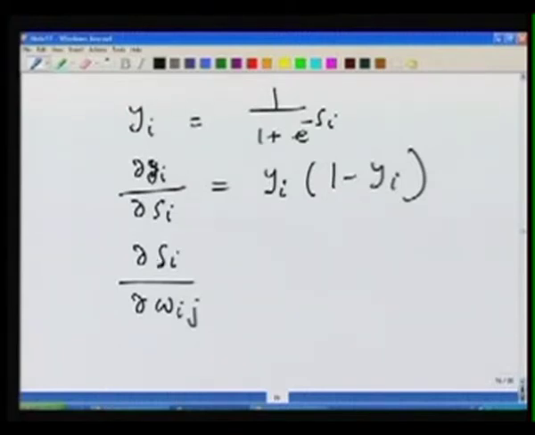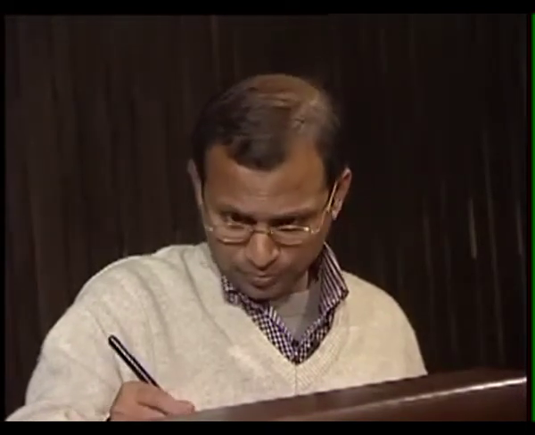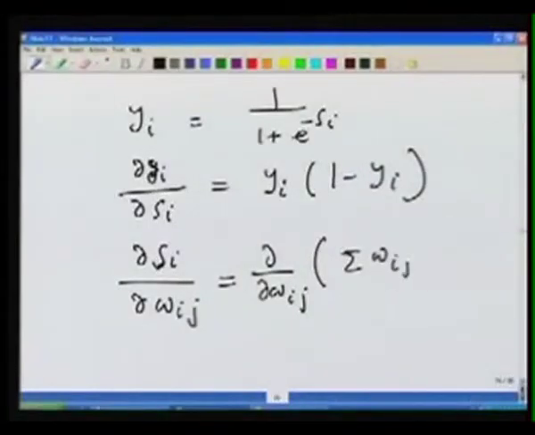So, the rest is left with del s I by del w I j. To find out del s I by del w I j, I must write down del by del w I j, and s I is sigma w I j into V j. So, this is simply V j, because this is simply a summation of terms. So, with respect to w I j, only V j comes out. If you want to differentiate with respect to w I j, V j comes out.